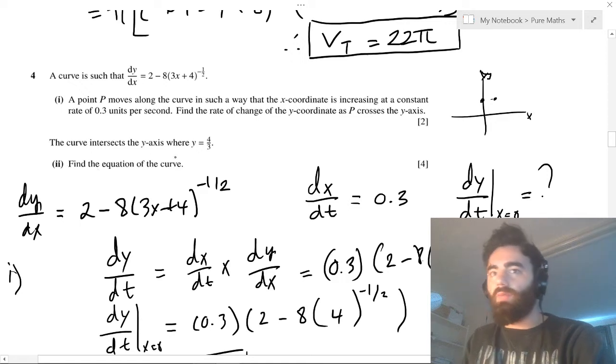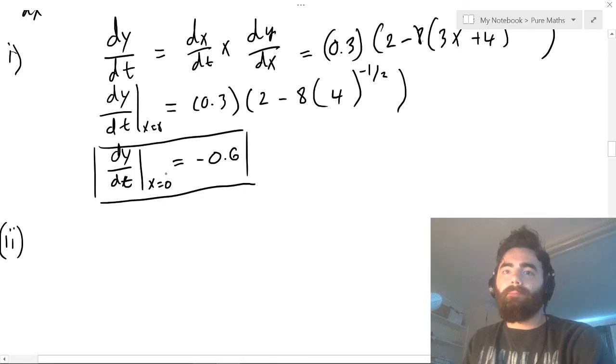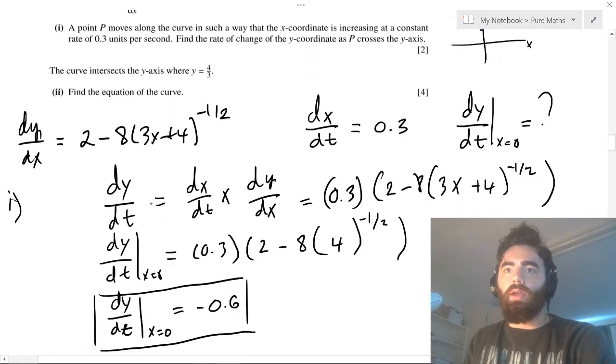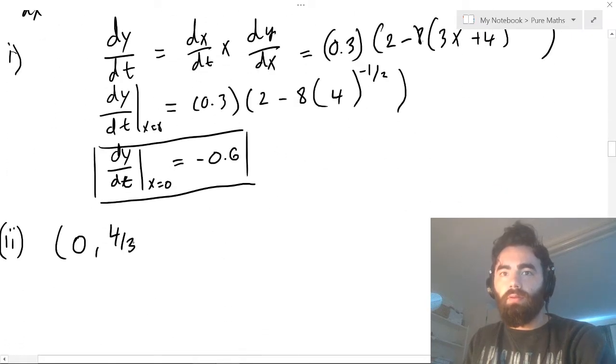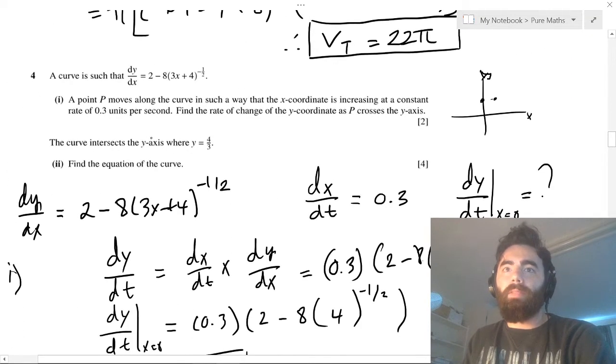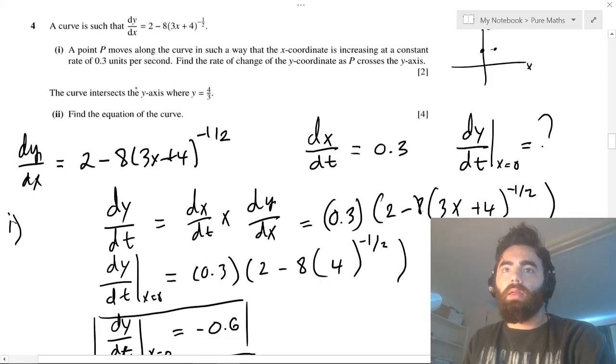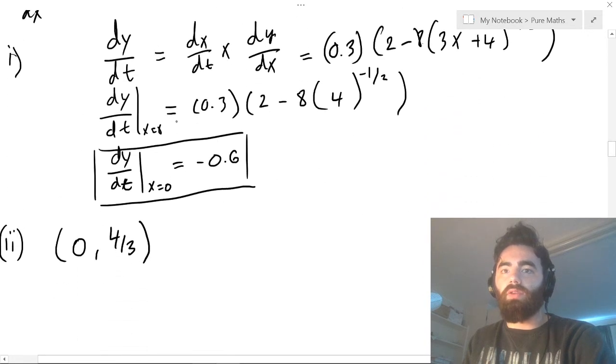Part II. The curve intersects the y-axis at y equals 4 over 3. Okay, so this tells me the point runs through x equals 0 and y equals 4 over 3. And then it wants us to find the equation of the curve.